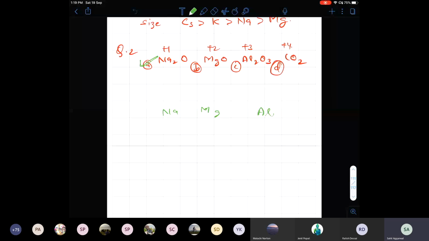So who was that? I was saying that as we go from left to right, size decreases. So this has the maximum size, so it should have maximum basicity. Even if you come with a charge, then lesser the positive charge, more is the size. So with charge also, this has the maximum size, so maximum basicity.